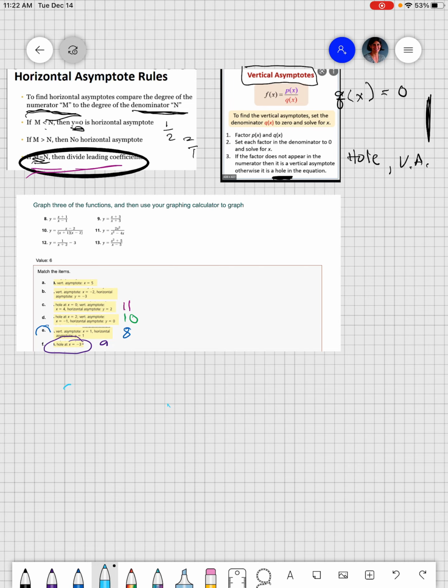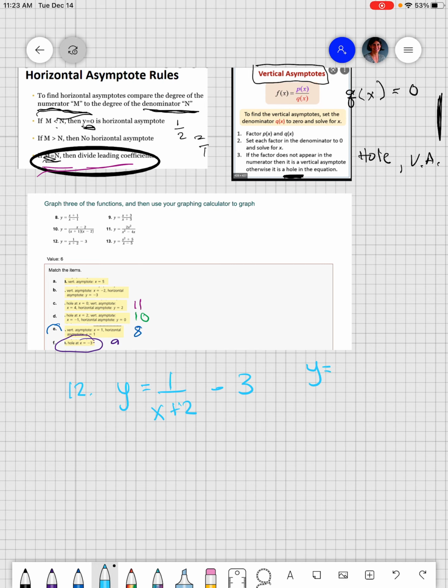All right, so now we have 12. So y equals 1 over x plus 2 minus 3. Now this one, we could approach in a couple ways because it's not really this situation. If you remember, this one is in the situation y equals some value a over x minus h plus k. Remember, this was the case where we had the basic function and we were moving it around.